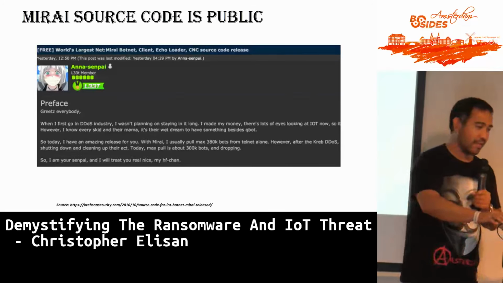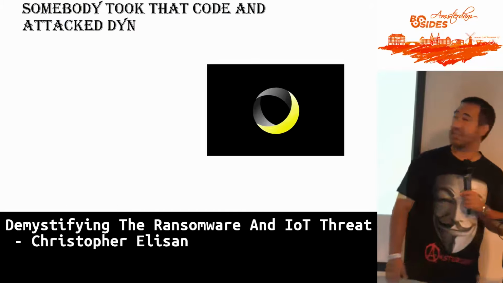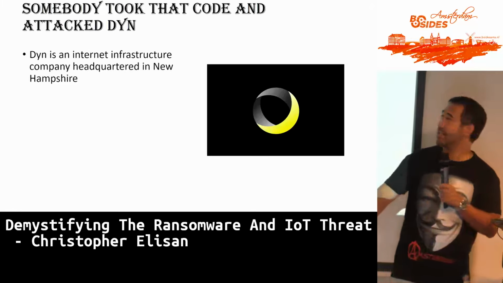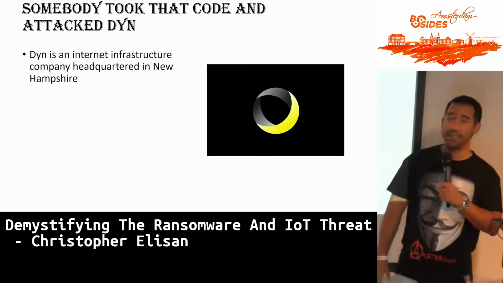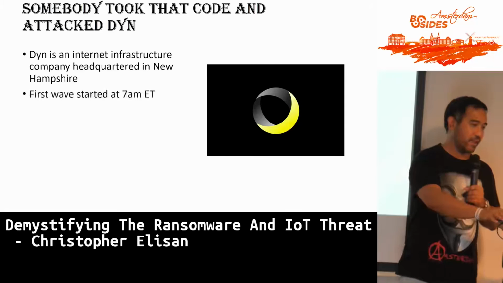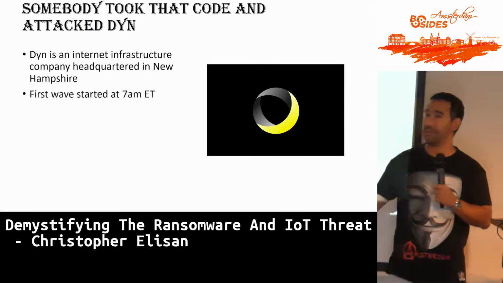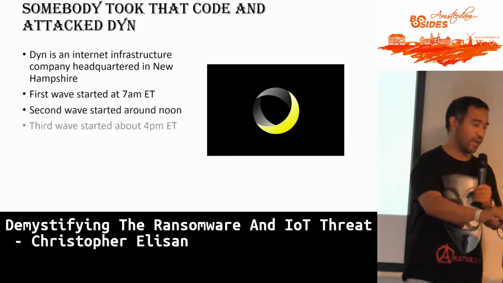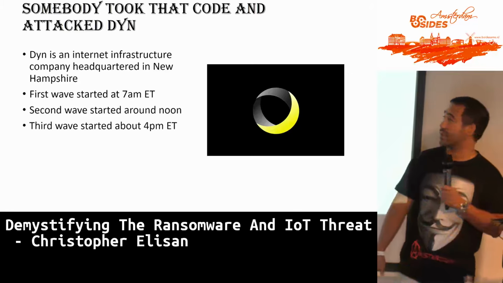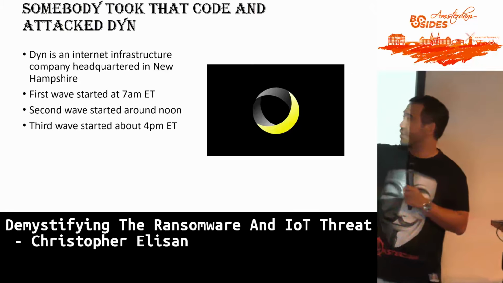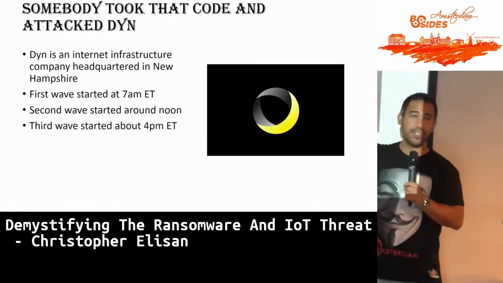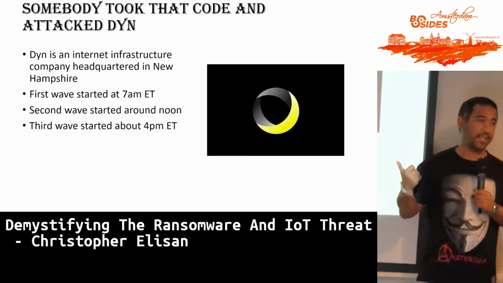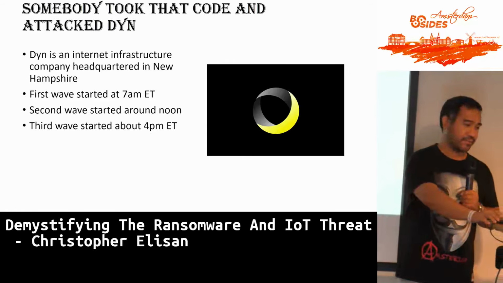So since the source code was public, somebody took that code and attacked Dyn. Dyn is an internet infrastructure company in New Hampshire. The first wave started at 7 a.m. Eastern, so that's 7 a.m. in New York and in Atlanta. Second wave around noon. Third wave started around 4 p.m. So they were trying to do Netflix and chill in the morning. That's why they're not able to access any of the services they want to access.